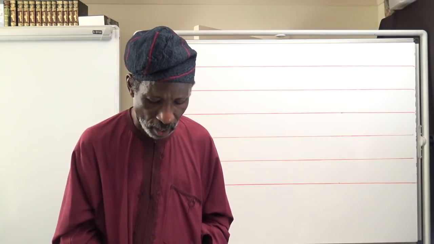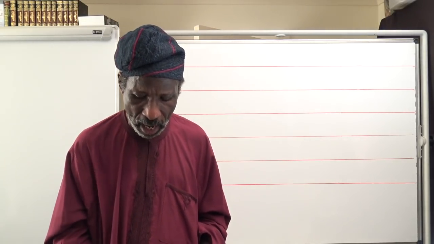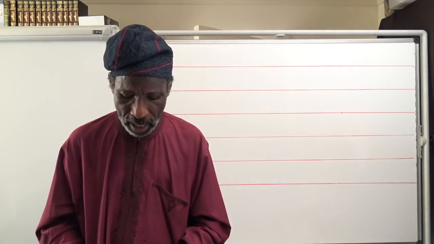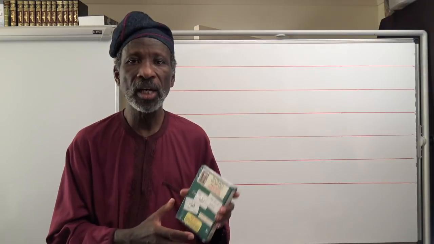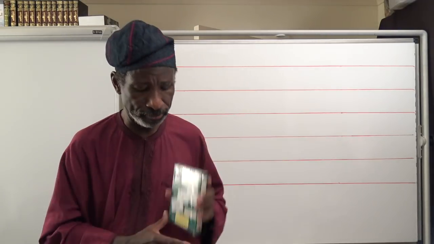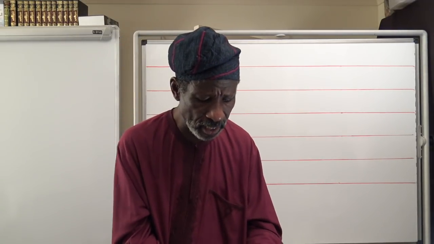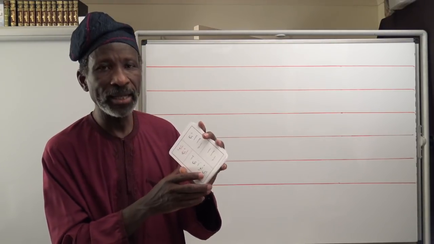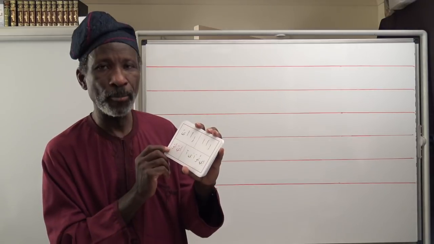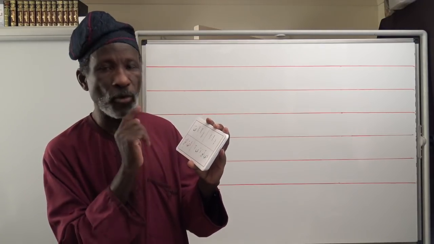Now, that's the first part of the cards, this set. The second part is this. Start taking the alphabet again, this time with vowels. So you have all the vowels.